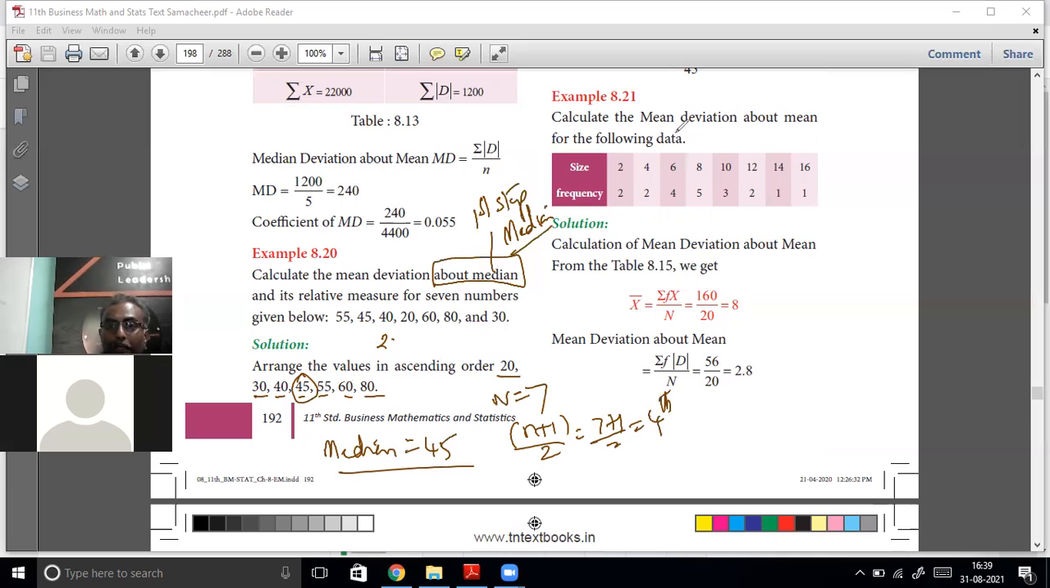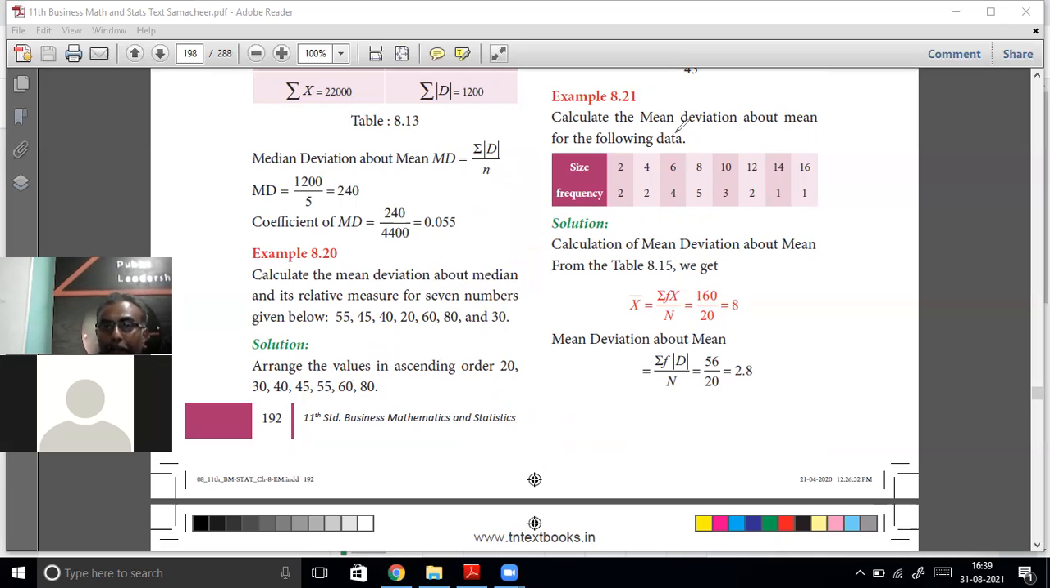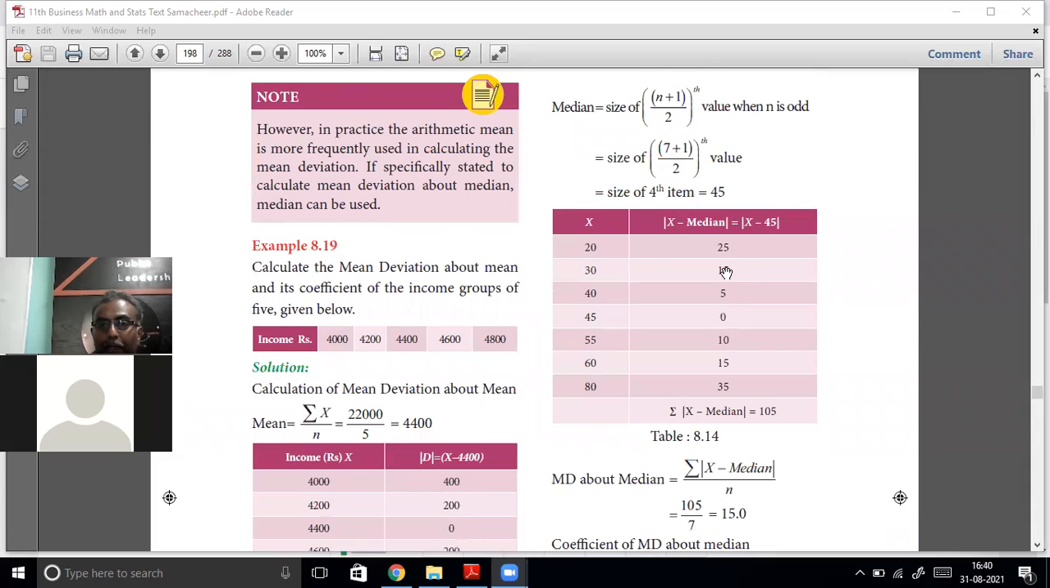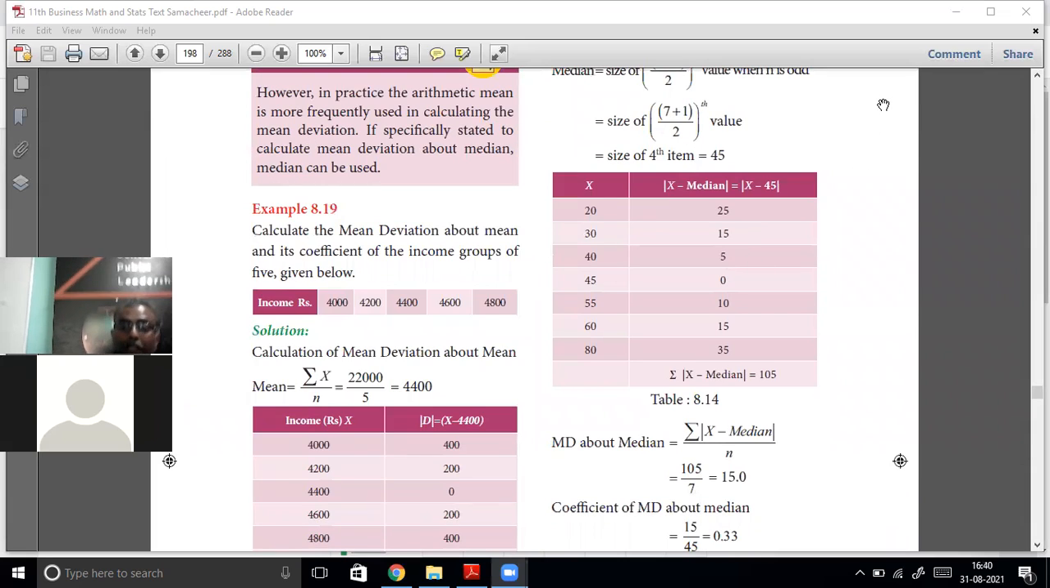Then you should go to the second step. Median equals 45. Second step is nothing but finding the deviation. Deviation here is the value of x minus the median, minus 45. This table you have to now find. So x is 20, 20 minus 45, and we take only the absolute value. Deviation is only the absolute value. So 20 minus 45 is minus 25; drop the minus, keep only 25.